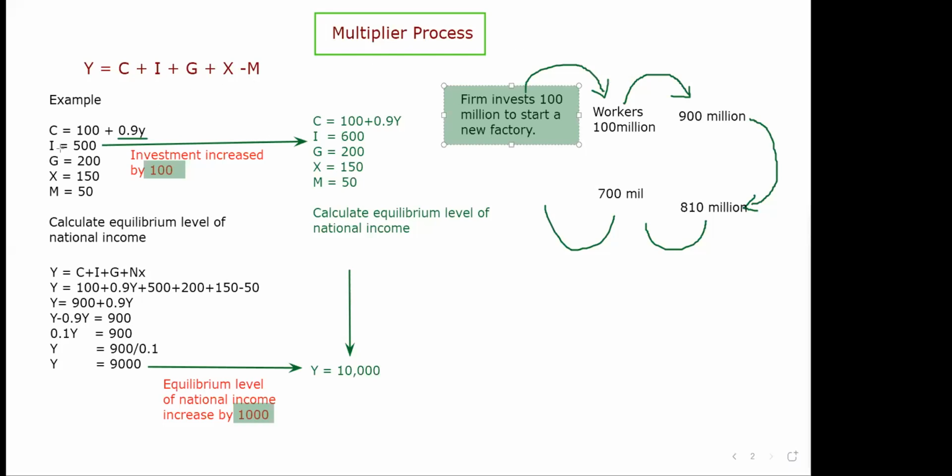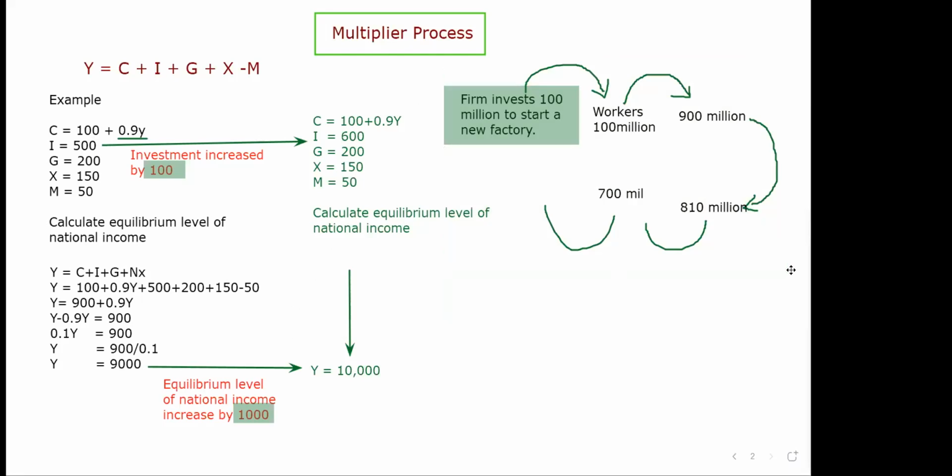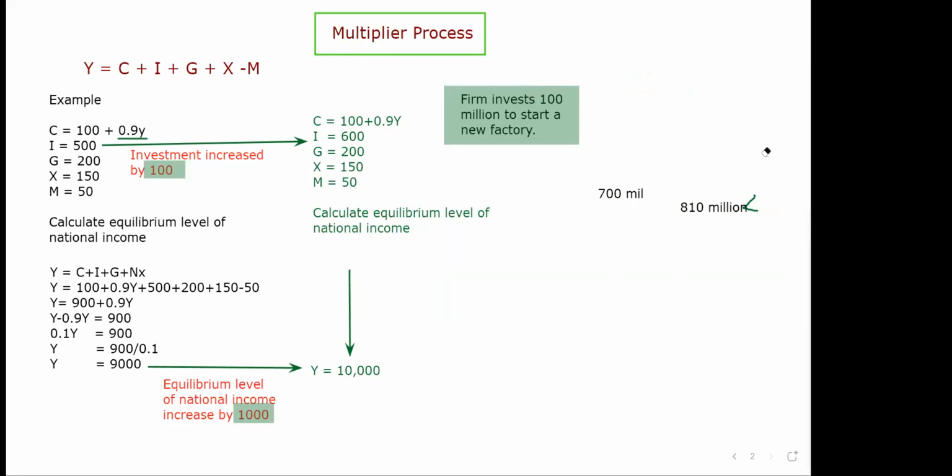That is why when investment increased by 100, investment went from 500 to 600 only. That was the only small change I did, right? So your national income increased by 1,000. 9,000 became 10,000. Why? It's because of this entire story. This is the multiplier process. You don't have to write this. I'm just saying it goes from one person to another person to another person. That is why at the end, it gets multiplied by a high amount. Is that part okay?